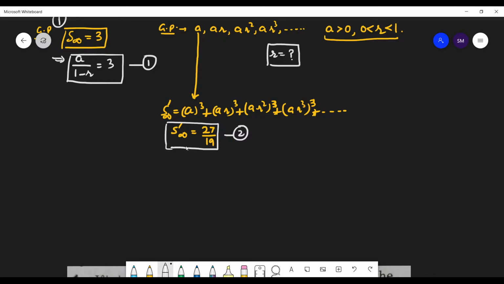We can start from here also. Yes. 27 by 19 will be equal to what? Same formula. S infinity is equals to A upon 1 minus R. Now what is your A here, students? Very good. A cube. What is your R here? R cube. Yes. So R is your R cube. So 1 minus R cube. Agreed, students, with this?